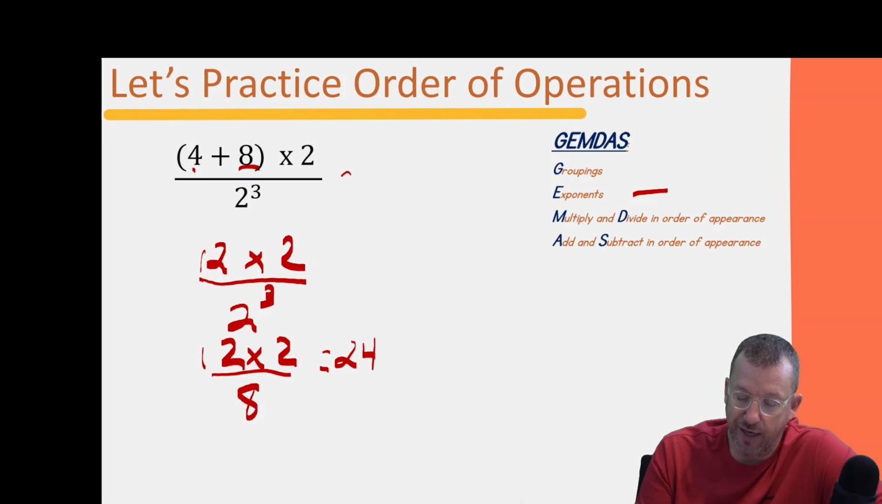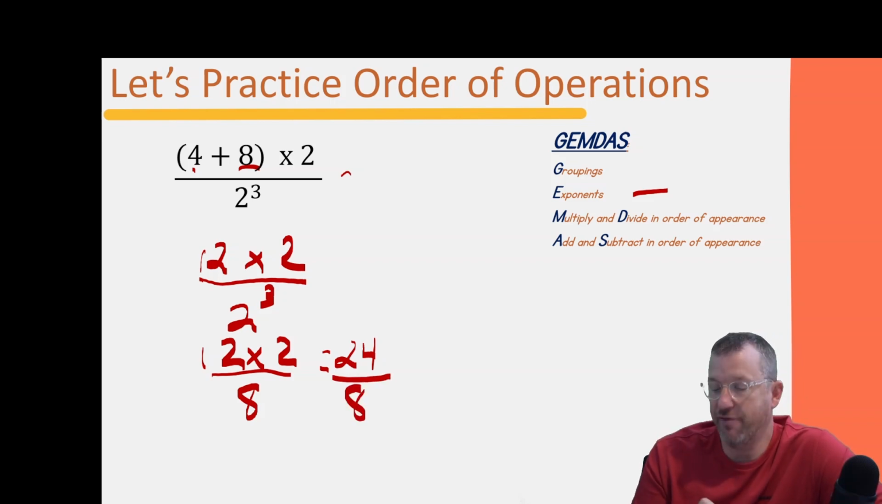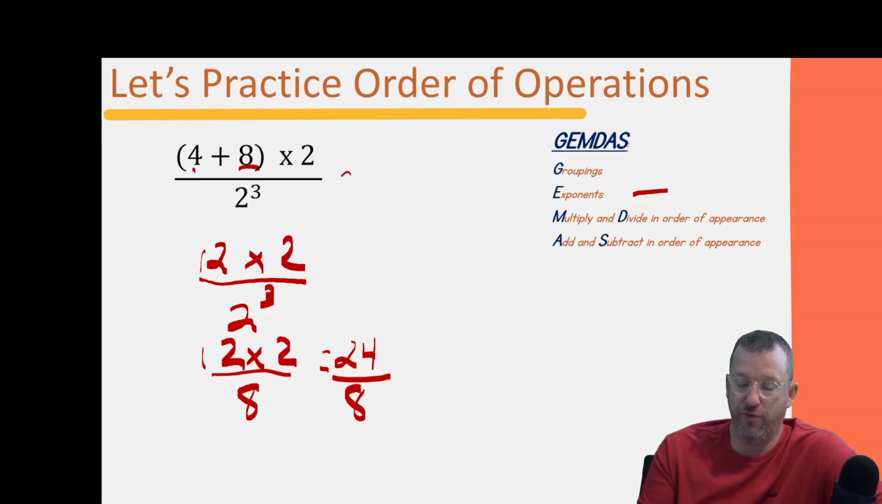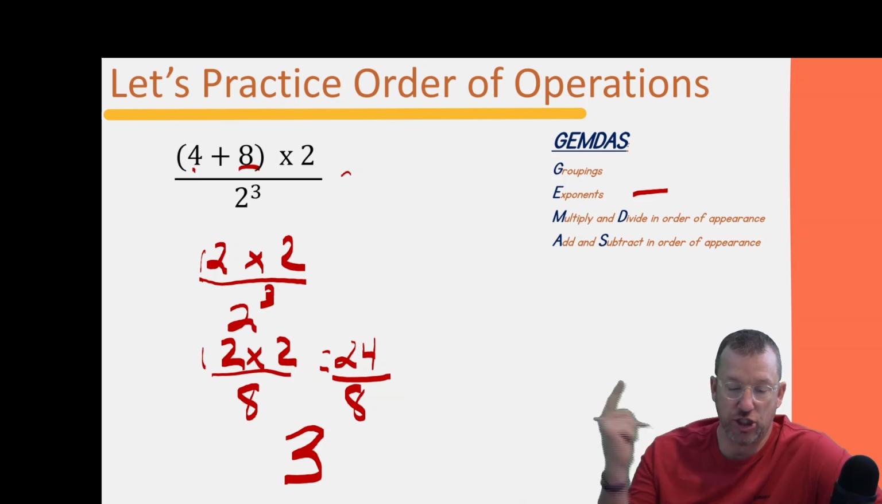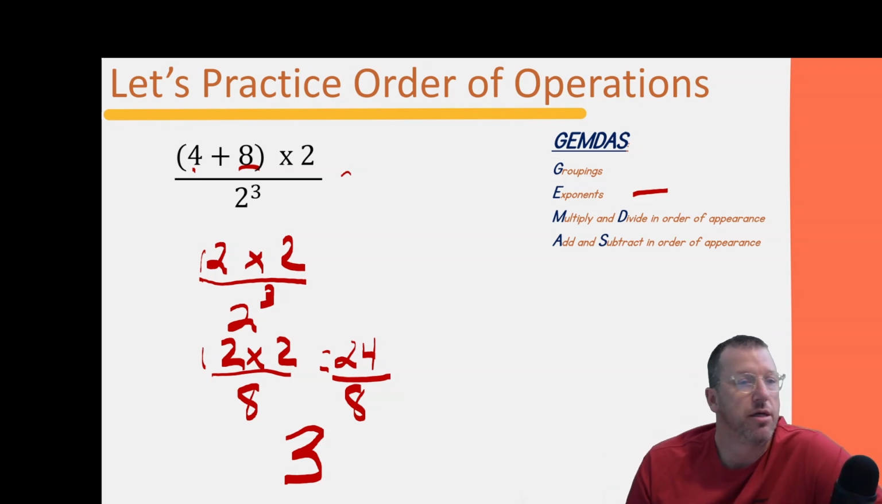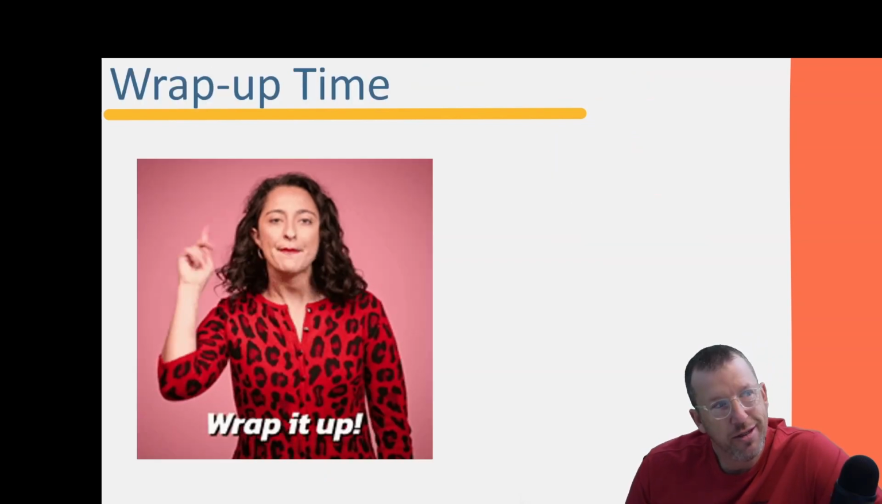Okay, and we have it over 8. And there's only one thing left. When we have a fraction, it also means divide. What's 24 divided by 8? That would be equal to 3. And now you've used order of operations to simplify that bad boy. Good work, boys and girls. I am so proud of you.